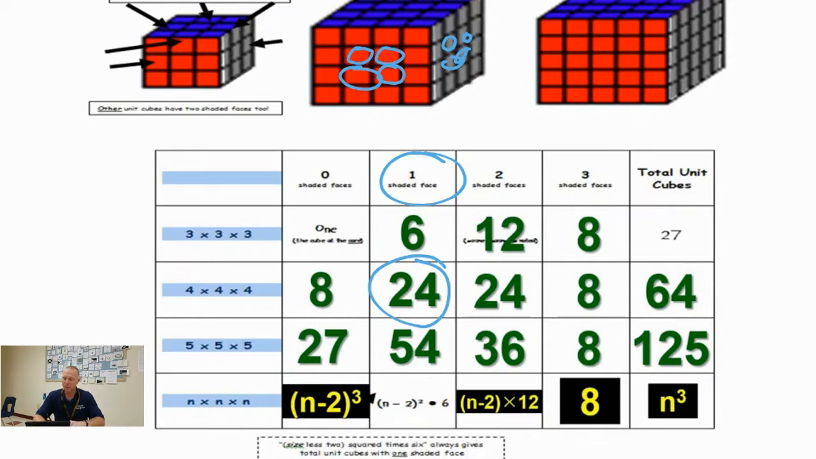Has to do with writing some formulas. You may have noticed for 2 shaded faces that we went from 12 to 24 to 36.